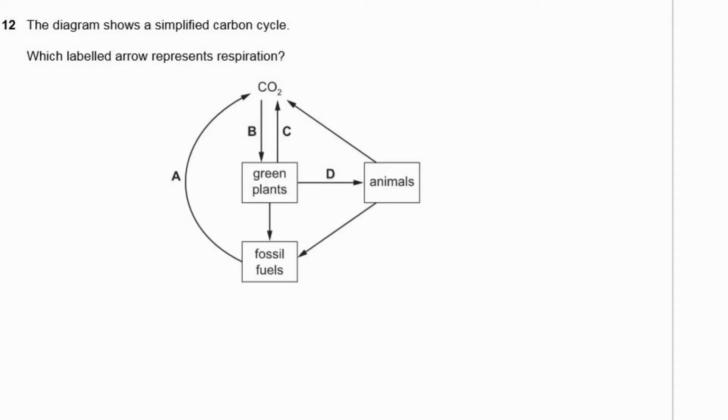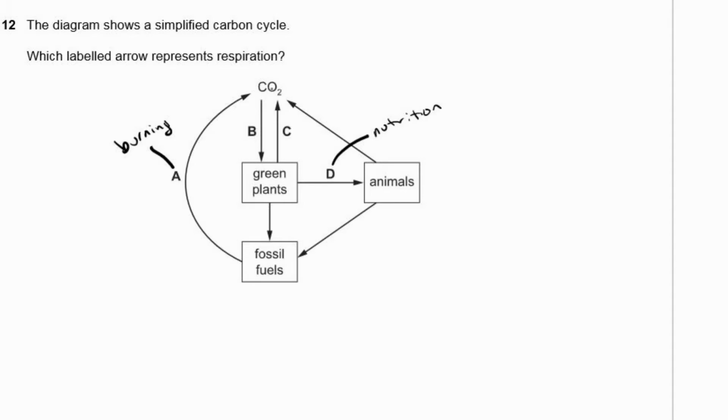Question 12. The diagram shows a simplified carbon cycle. Which labeled arrow represents respiration? Okay, let's look at this. So we have fossil fuels produce carbon dioxide. How does that happen? Well, that happens through burning or combustion. We have animals. The carbon goes from green plants into animals. Well, that generally happens because the animals eat the plants. So that's nutrition.